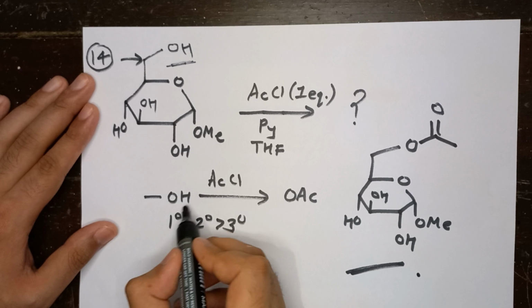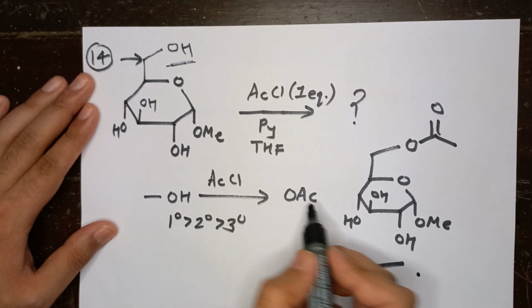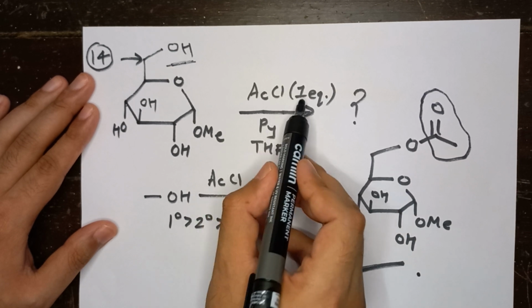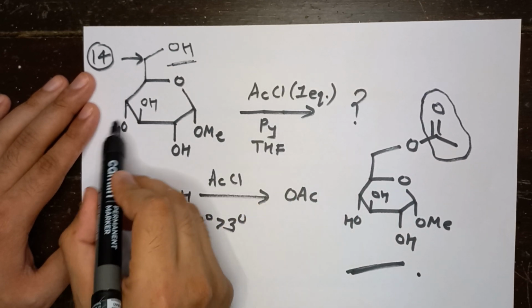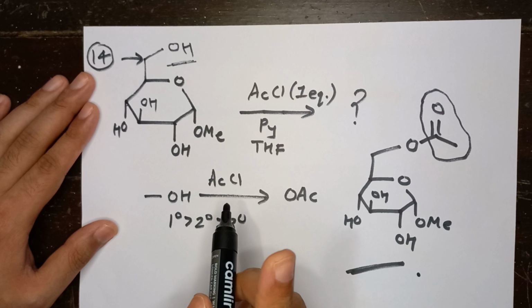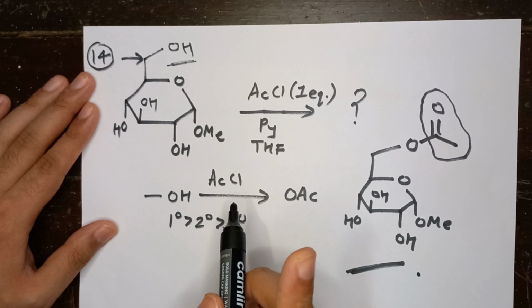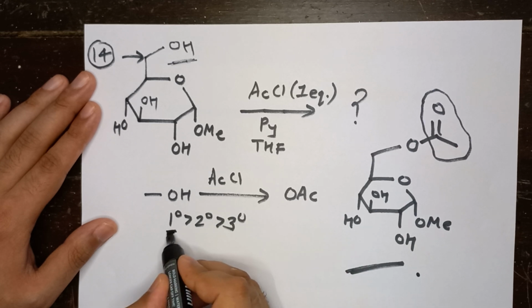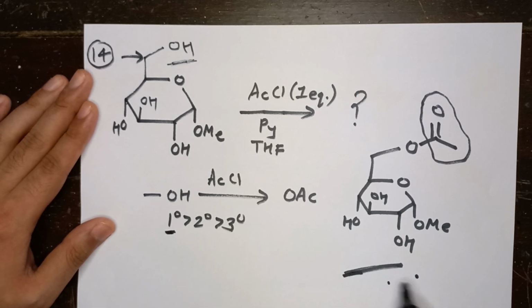We are converting OH into OAC. AC represents the acetyl group. By using acetyl chloride, we are using one equivalent. So out of all these alcohols, only one will be protected. And we know that we need to protect 1 degree alcohol because when we are doing protection, 1 degree is most reactive. So this is the product for this reaction.